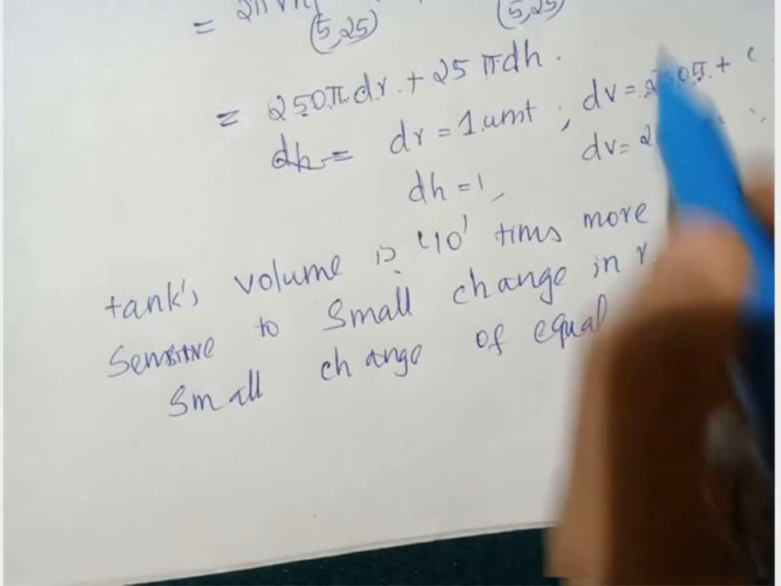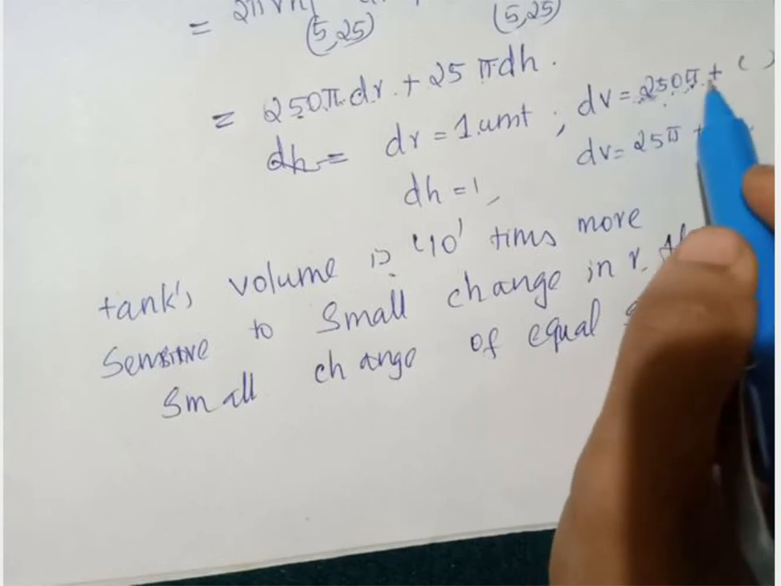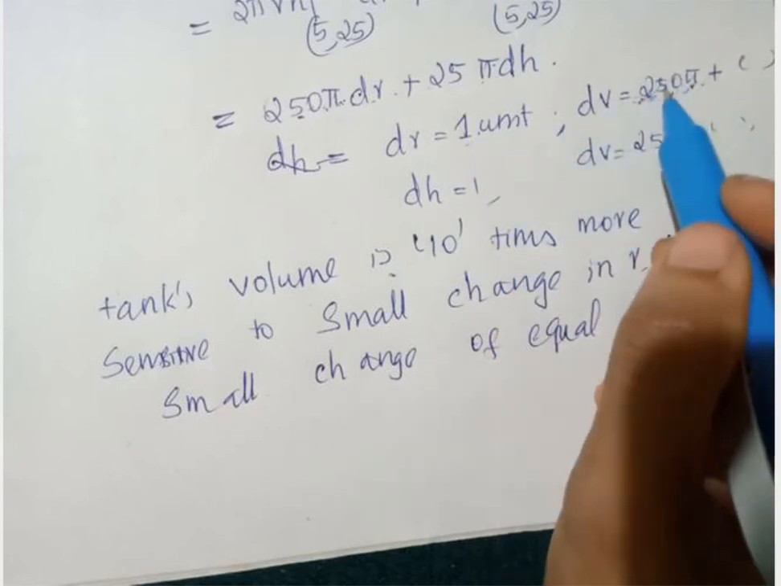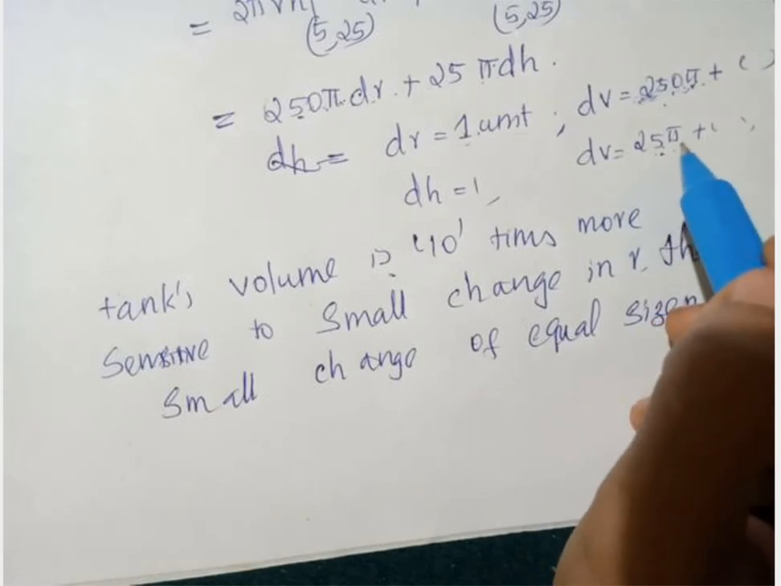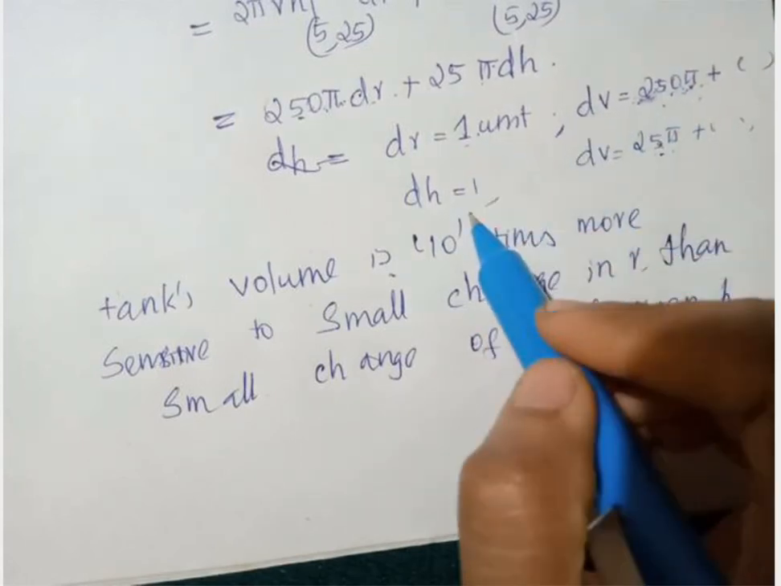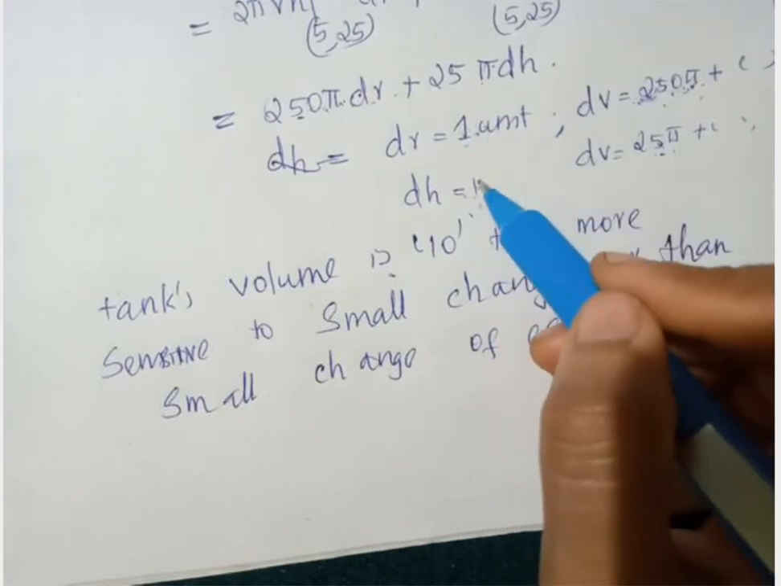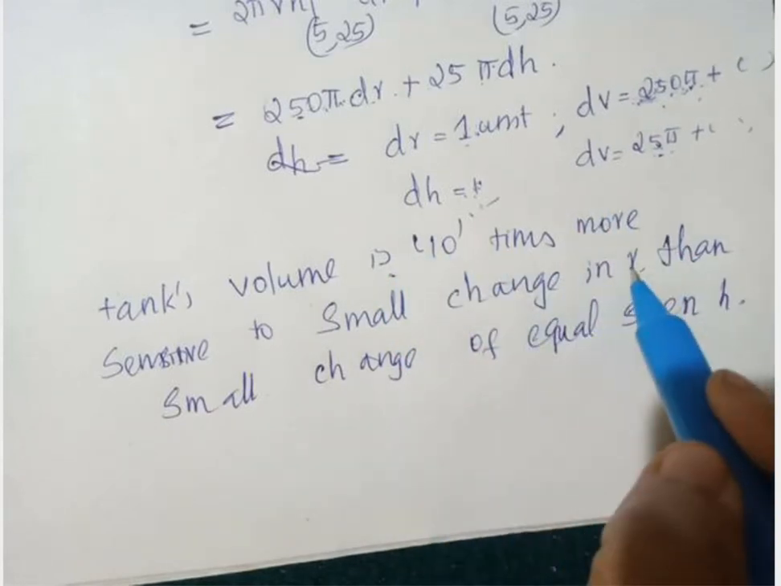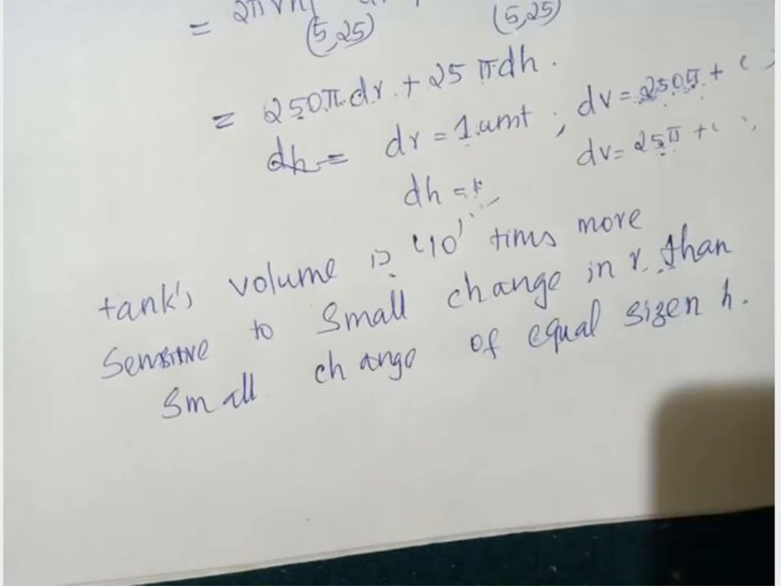Suppose dr equals 1 and dh equals 1. What will happen? dV is 250 pi plus 25 pi. When dr equals 1, this becomes 250 pi plus something, and this becomes 25 pi plus something. So the change is more in this case. That is, if the same change is applied to the radius and the height, then the tank's volume is 10 times more sensitive to a small change in r than to a small change of equal size in h. Okay.